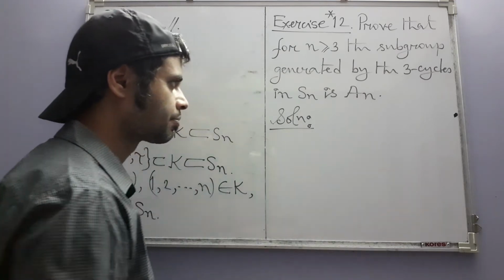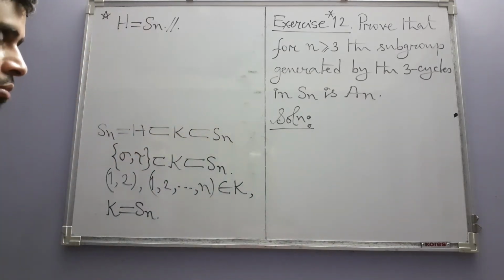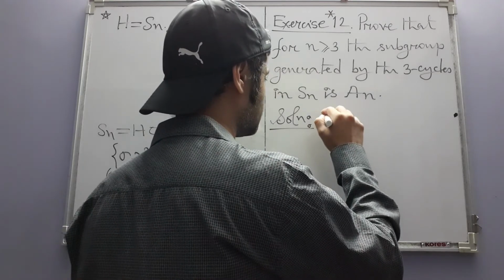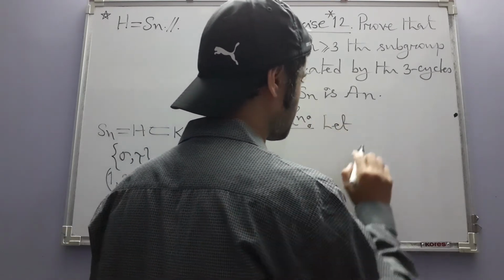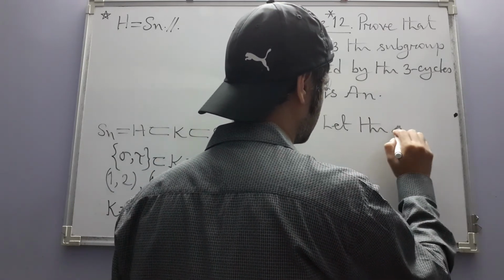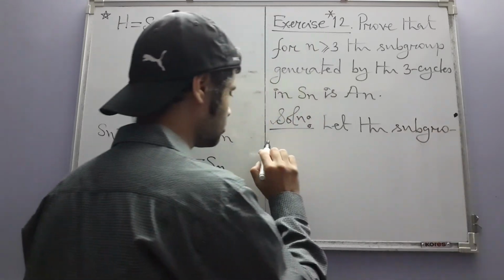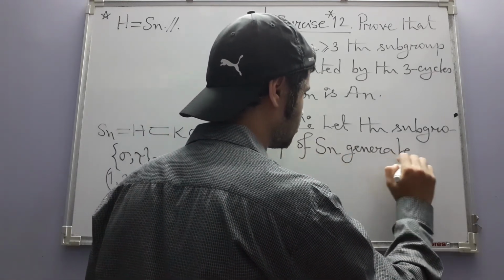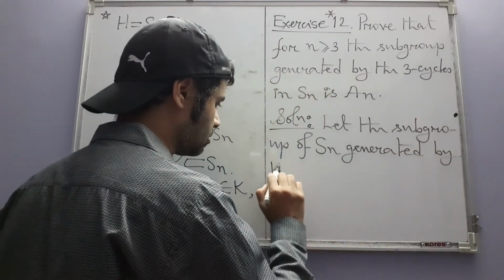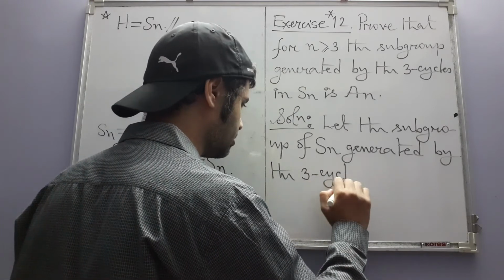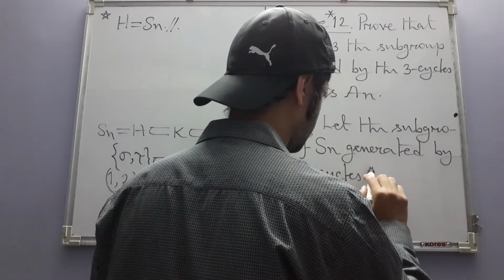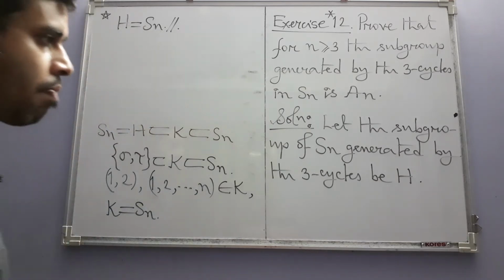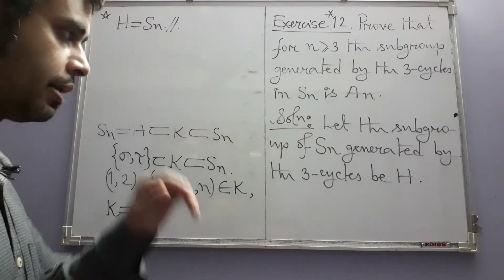And here, let me start like this. Let the subgroup of Sn generated by the 3-cycles, all the 3-cycles, be H. Like before, let's just call it H. Okay, now we want to look at this.